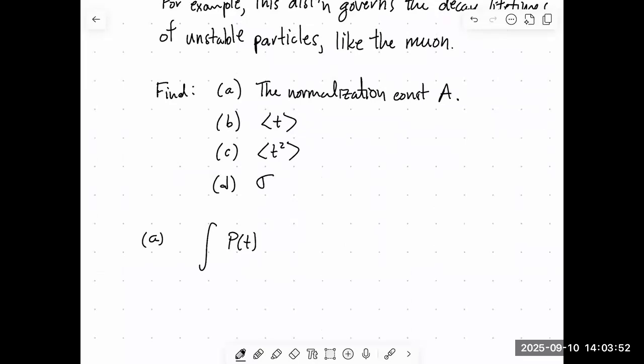So what we are going to require is, what is the probability integrated over all possible times from 0, the moment that we detect the muon, out to infinity? The muon must decay somewhere between when it was detected and an infinite time later. And so we require that this is going to be equal to 1. And so this is our normalization requirement.